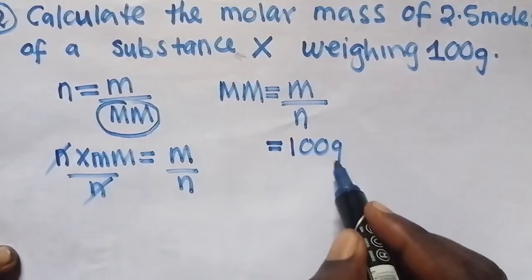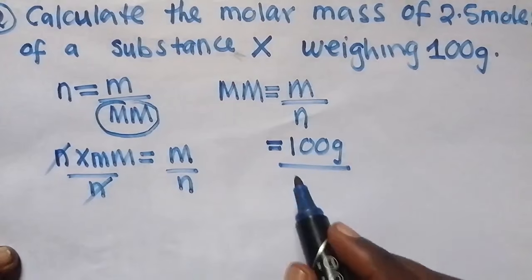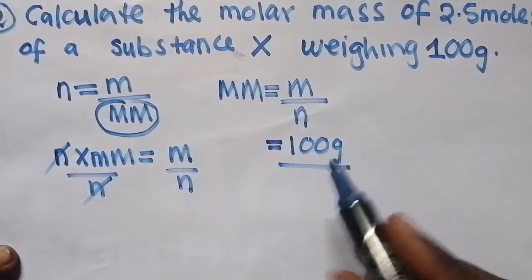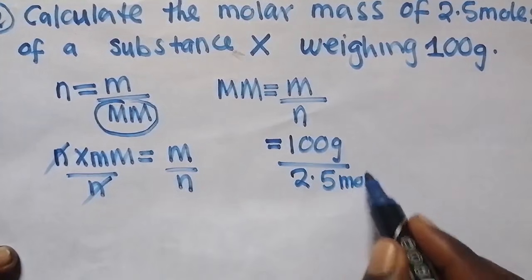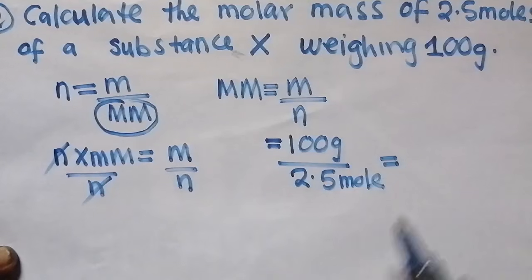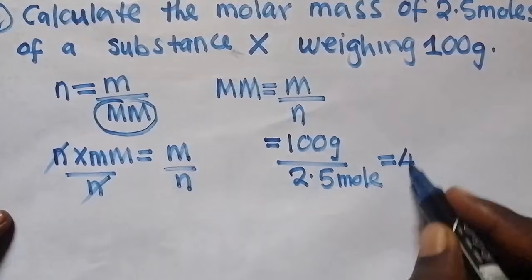100 grams over the number of moles. We are also given the number of moles, which is 2.5 moles. So when you divide, what answer are you getting? You get your calculator, you say 100 divided by 2.5. What is your answer? You're going to get 40.